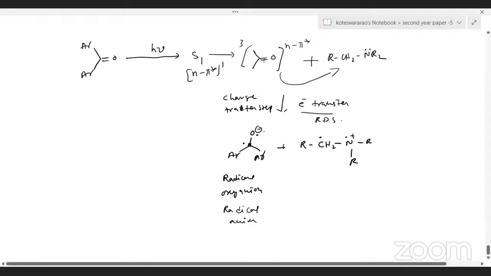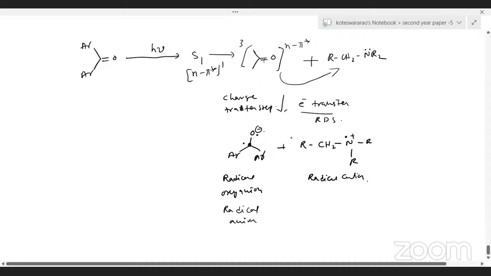Right? Here there is no charge at that position. Here the nitrogen is having one odd electron, and simultaneously it carries the positive charge. Due to that reason, this is known as a radical cation.